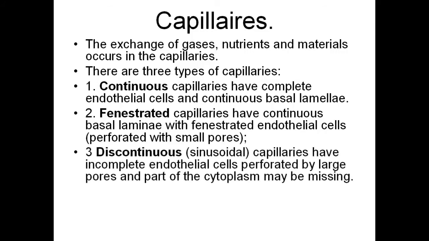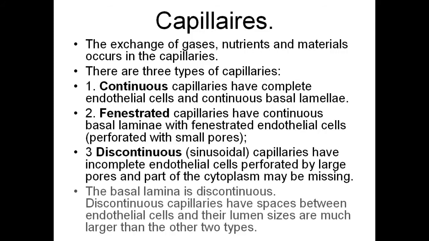And then there's a third type of capillary called a sinusoidal capillary or a discontinuous capillary. And they have very incomplete endothelial cells and have very large pores, and part of the cytoplasm may be missing. And you see these discontinuous sinusoidal capillaries only in certain organs, and particularly we think of the liver and the spleen.